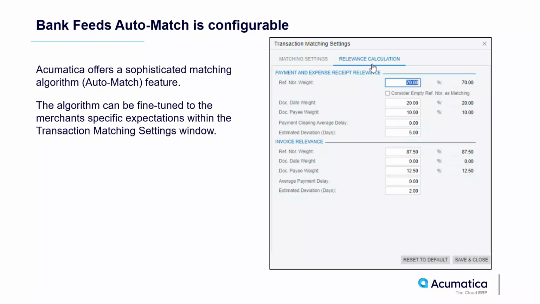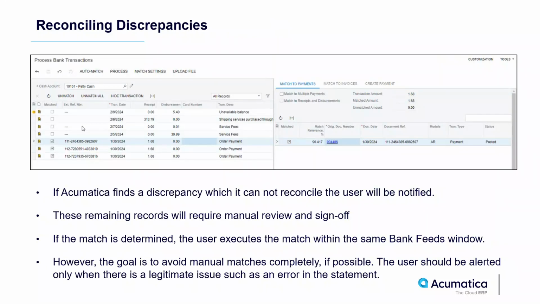Now, the auto match feature is built with a really sophisticated algorithm, but of course, some merchants may want to fine-tune it specifically for their needs, and you have the ability to do that inside the transaction matching settings window in Acumatica. Then, if the system goes through the statement and the records inside the ERP and it does find a discrepancy, it's going to alert you to that discrepancy, and then you can step in and take manual action.